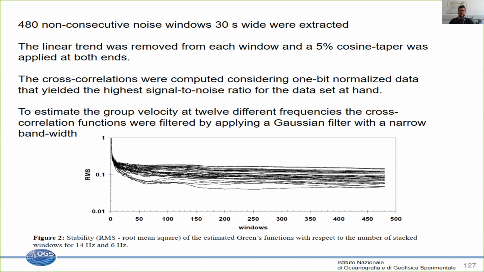So we did it, and then we started calculating the Green's functions, and we checked how much they were changing over the number of windows. Each window was 30 seconds long, and we were stacking them. And you see that as soon as you stack the values, or you average many windows, there is a rapid decrease of RMS, so it means an increase of quality, but after some windows, there is no improvement anymore.